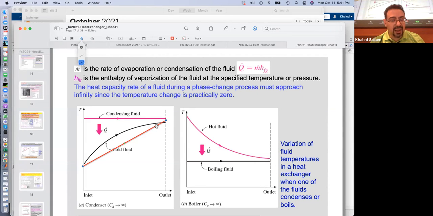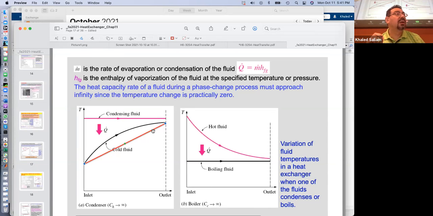If you say the temperature that I have is this plus this over 2 minus this guy, you are overestimating the delta T. And that will result in underestimation of the area, which is not good. You buy a small heat exchanger and you'll be surprised that it's not enough to handle the same flow rate, so the same heat transfer. So what we need to do is use the logarithmic mean temperature difference for accuracy.